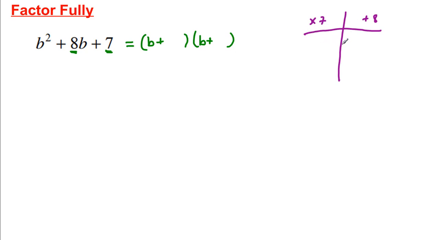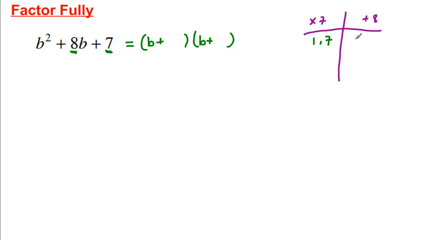So here we go. Let's try and look at the 7, because that's always the key right here. Let's come up with two numbers that multiply to 7. 1 and 7 multiply to 7. And that's it.